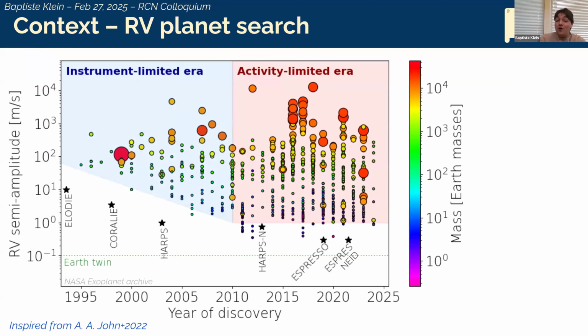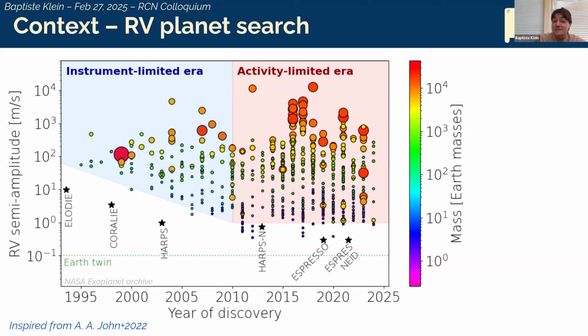So in terms of context, you all know this plot, which is probably one of the best ways to represent the effect of activity on RV planet search. This represents all the planets detected by the radial velocity method as a function of the year of discovery. You have the semi-amplitude on the y-axis, and the little stars indicate some of the iconic instruments currently in operation and their radial velocity precision. This plot is inspired by Anna John, who is in the audience as well, was working in St. Andrews and now in Birmingham.